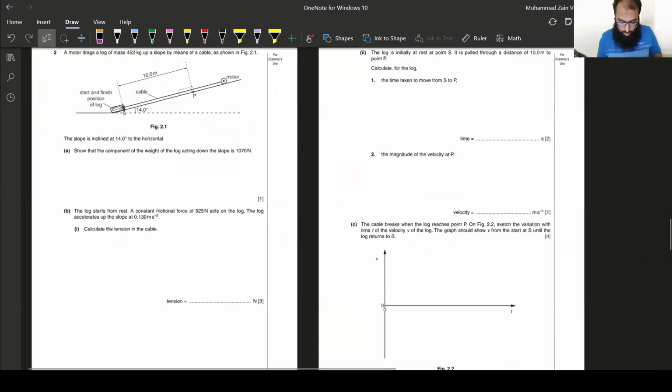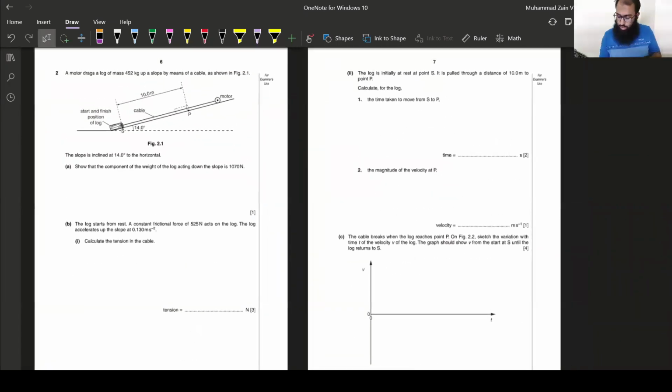Now I'll just do another question, and this will be the last question for today. A motor drags a log of mass 452 kilograms up a slope by means of a cable as shown in figure 2.1. The slope is inclined at 14 degrees to the horizontal. Show that the component of the weight of the log acting down the slope is 1070 Newton. So anyone having any idea how I do this?